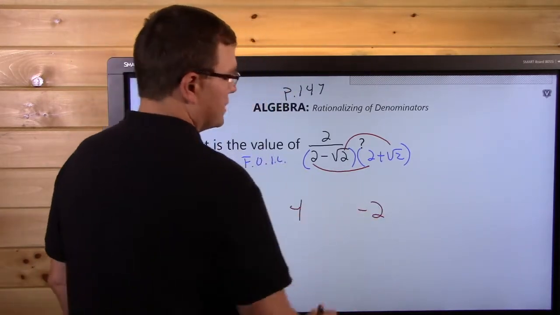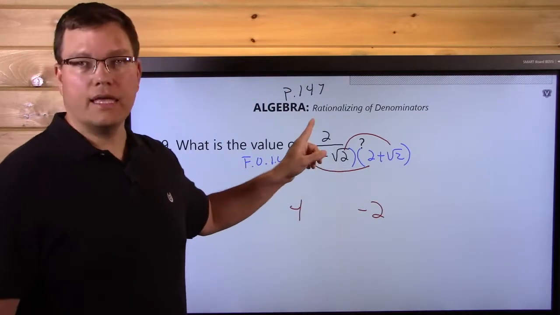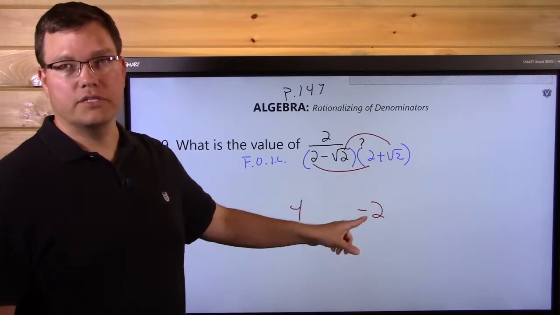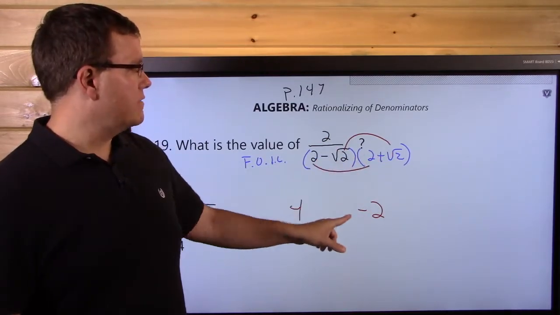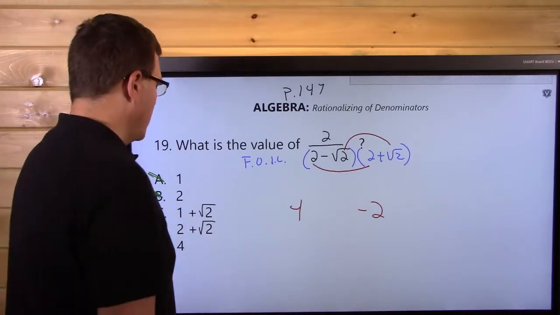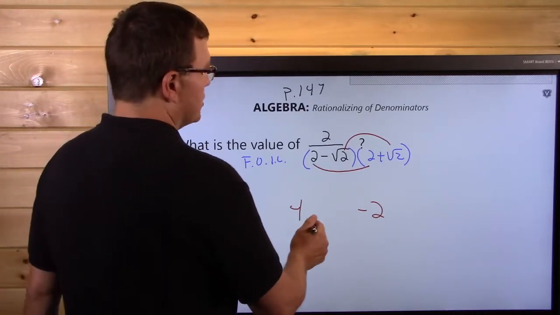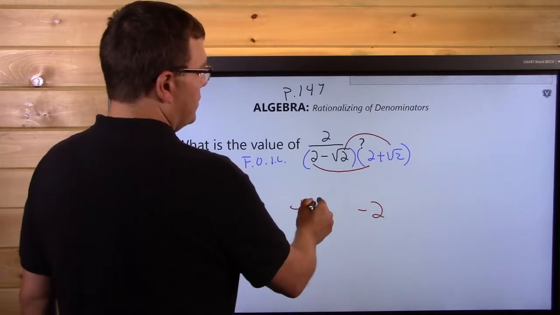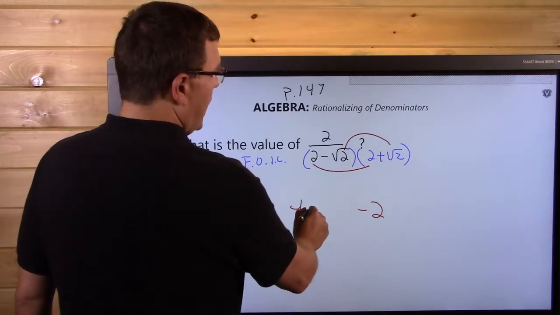So that's going to be minus 2. When you take the square root of 2 and you square it, you get 2. We have a positive and a negative, so that's going to be a minus. And then what about in the middle? Well, in the middle, guys, this is actually just going to disappear. In the middle, you're going to go minus, right?